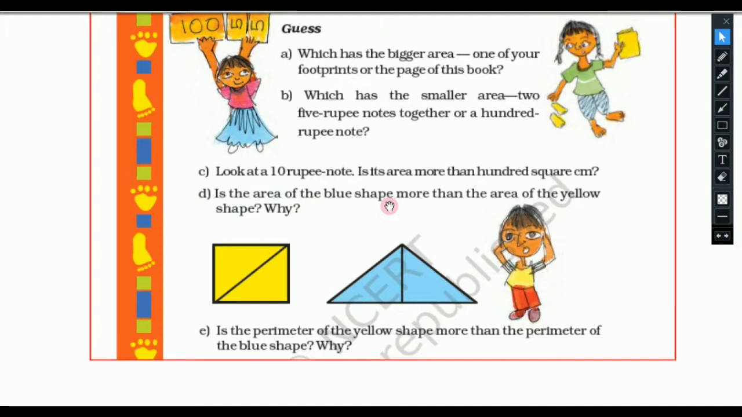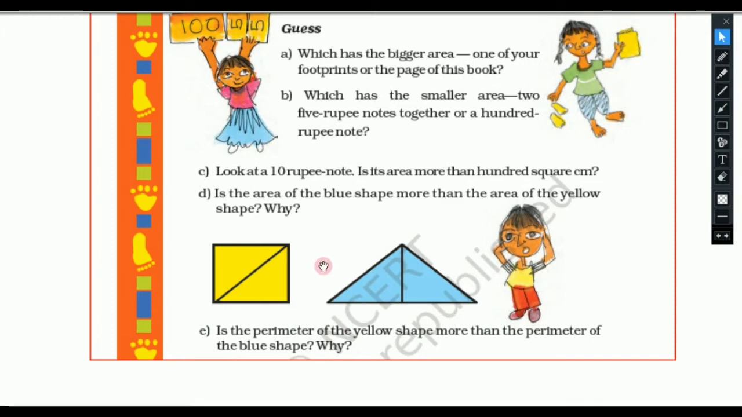Is the area of the blue shape more than the area of the yellow shape? Why? Children, observe both shapes, yellow shape and blue shape. What do you think? Answer is no, the area of the blue shape is equal to the area of the yellow shape. Both shapes have equal area.